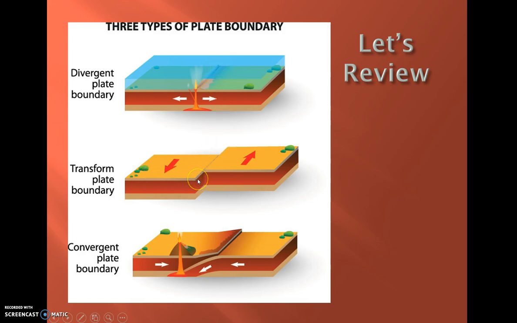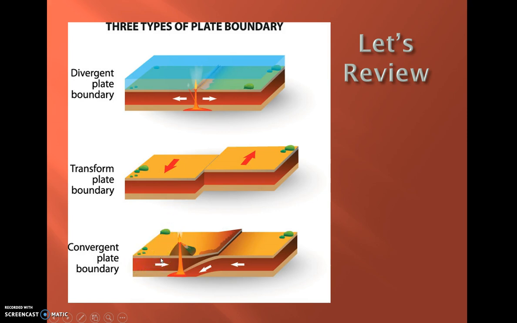This middle picture here is showing you a transform plate boundary. Nothing's coming together, nothing is pulling apart. These two plates are simply sliding past each other. Now, the edge right here in between the two of them is going to be jagged rocks, so they're going to catch on each other, and when the rocks snap and break, that's when you're going to get an earthquake.